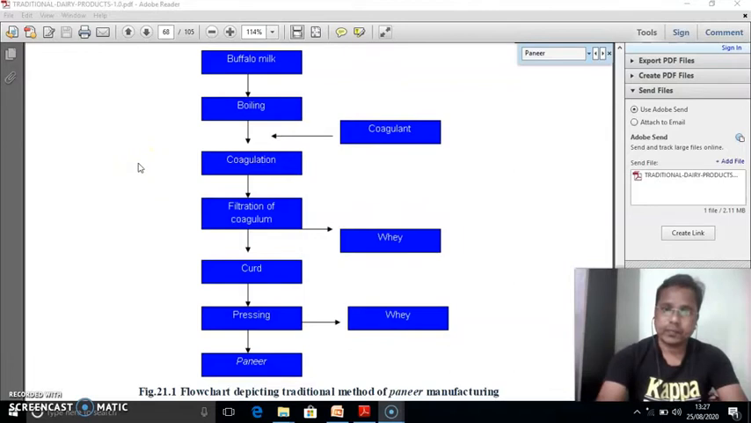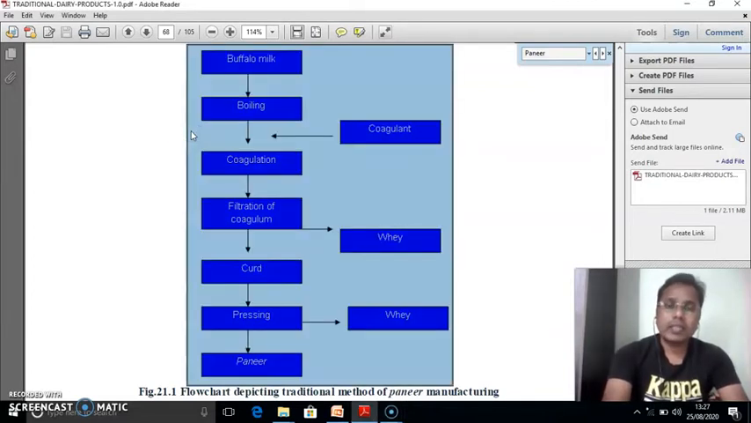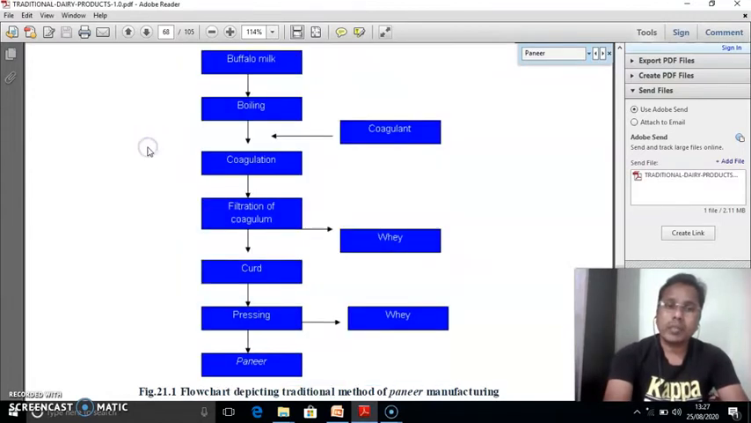The coagulant, that is citric acid, at the rate of 1% should be added to this boiled milk. When the citric acid is added to this boiled milk, the milk starts to coagulate and it is kept for half an hour as it is without disturbance.